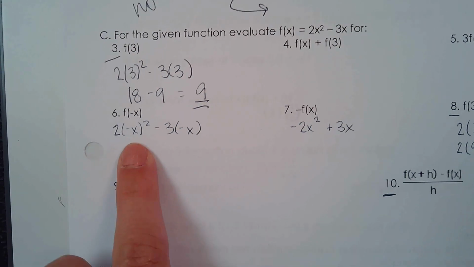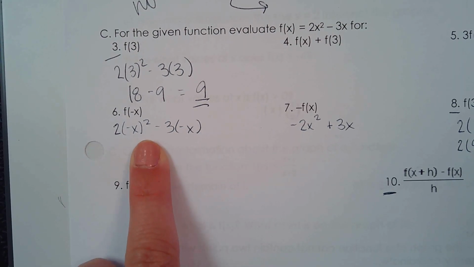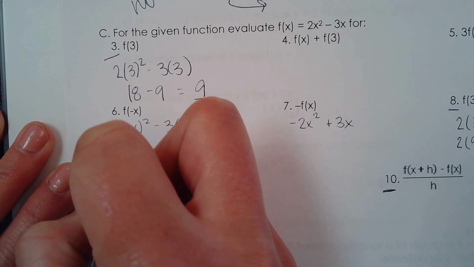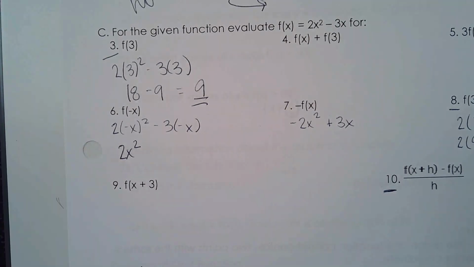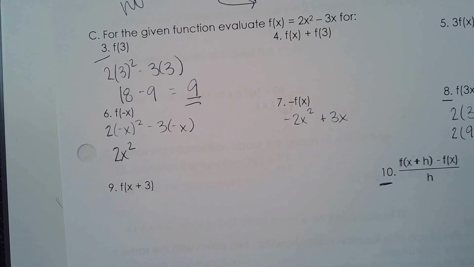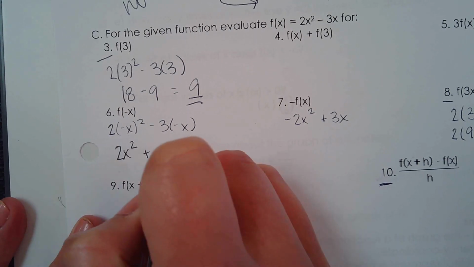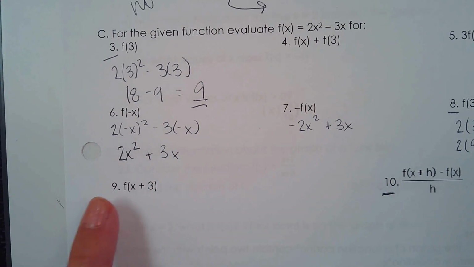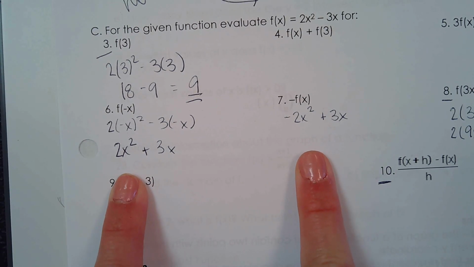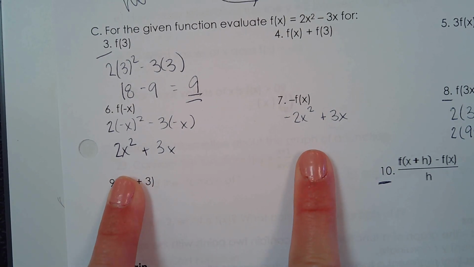So if I have a negative x and I square it, what happens? It's not negative anymore, so that's just 2x squared. Then we have negative 3 times negative x. What happens there? Plus 3x. Do we have any questions about the difference between these two? So we're all good? Because that's going to come back like tomorrow. Good to go? Okay, cool.